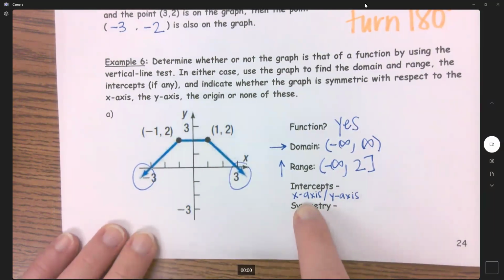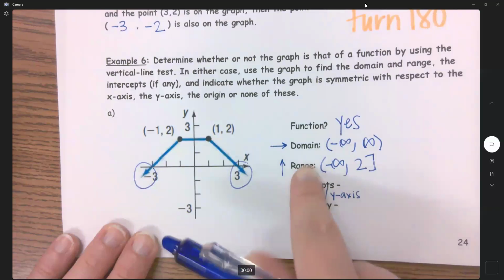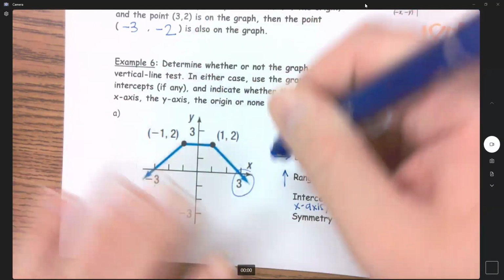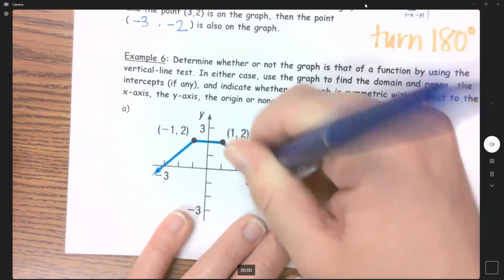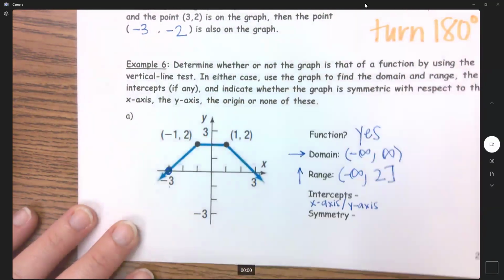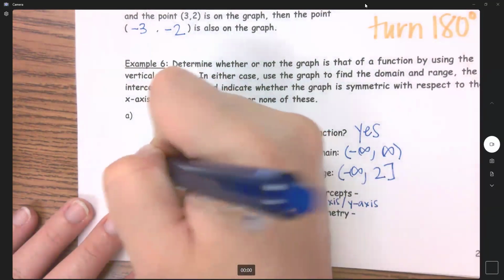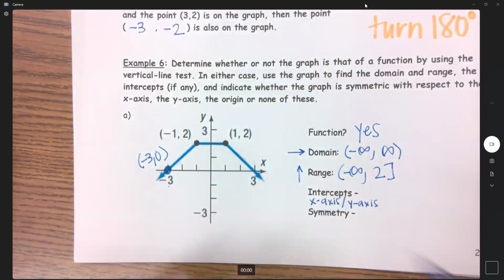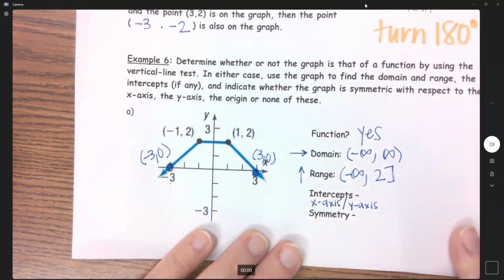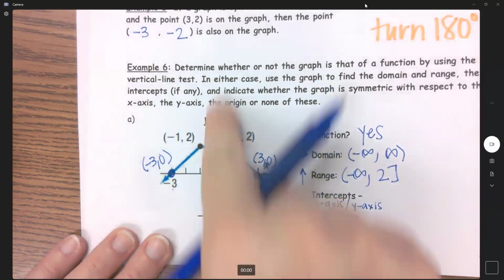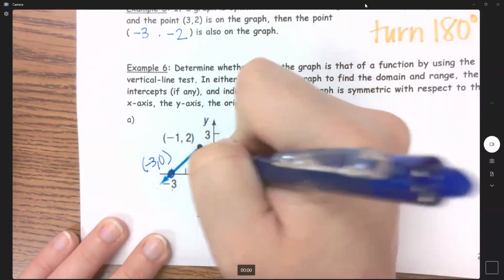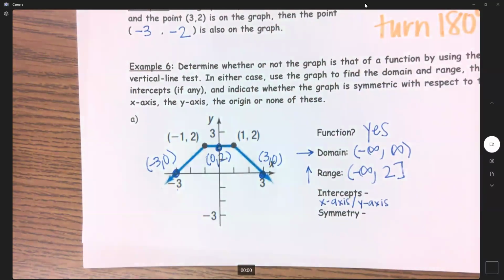Where is it crossing the x-axis? So here is my x-axis here. Let me erase these circles. Where is it crossing this x-axis? It's crossing right here at -3, 0. And it's crossing right here at 3, 0. And where is this crossing your y-axis? It is crossing right here at 0, 2. Those are your intercepts.